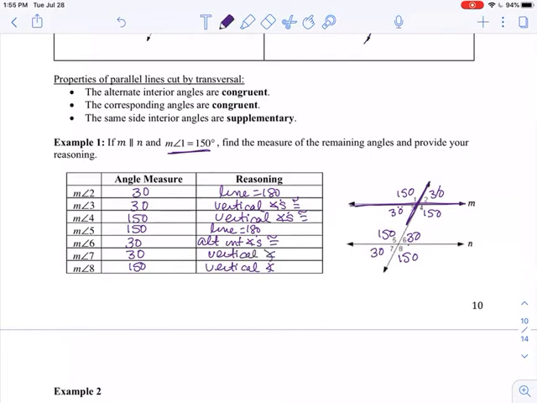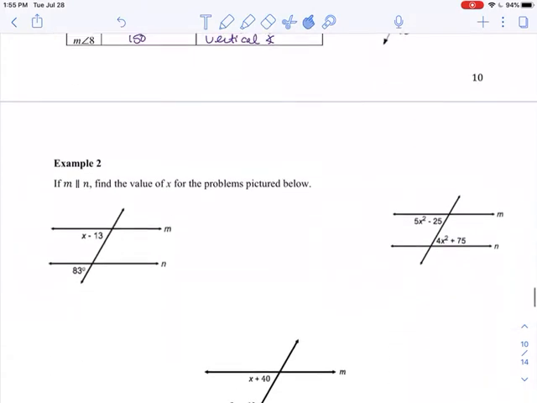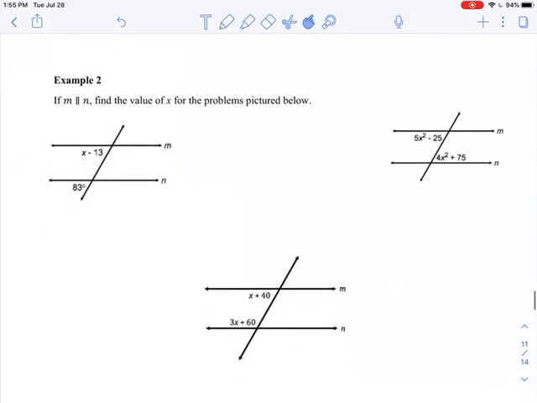Okay? So knowing one angle, because I have those rules that the alternate interior angles are congruent, or the corresponding angles are congruent, or the same side interior angles are supplementary, I can find the other 7 angles. So we're going to do that on the next page, but on the next page we're going to have some equations that we'll have to solve, but it's the same exact rules, and then you'll practice some of these for homework.